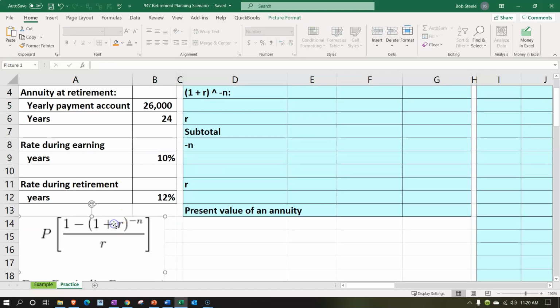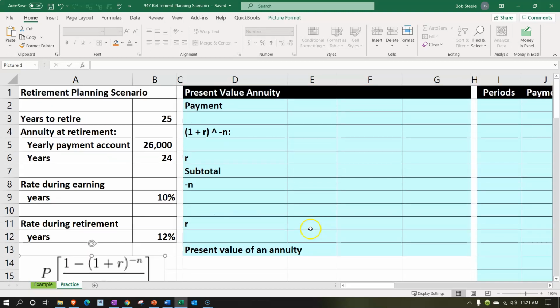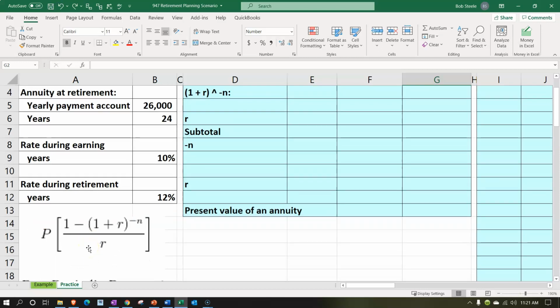And we could use the present value of annuity formula down below, which would be P times 1 minus 1 plus R to the negative N, divided by R. We're going to break this formula out into our Excel worksheet table format, where we're going to have this times this in the outer column, and then we will break out the numerator into the inner columns.